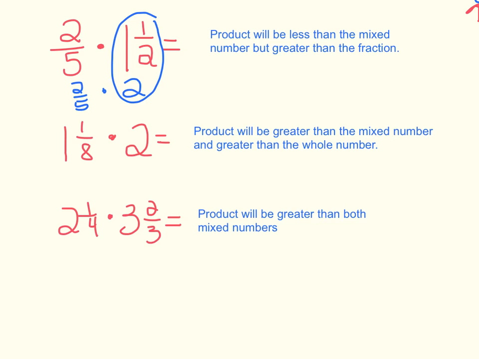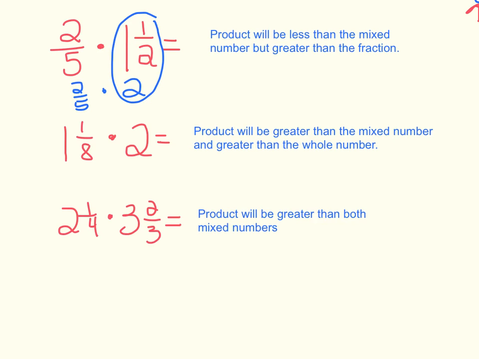We're finding part of 1.5. But when we flip it around, 2/5 of 1.5 also means that 2/5 is being repeated 1.5 times. It's 2/5 and then a half of 2/5 more. So that would have to be more than 2/5.